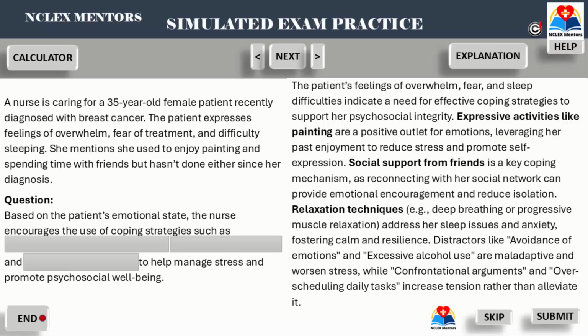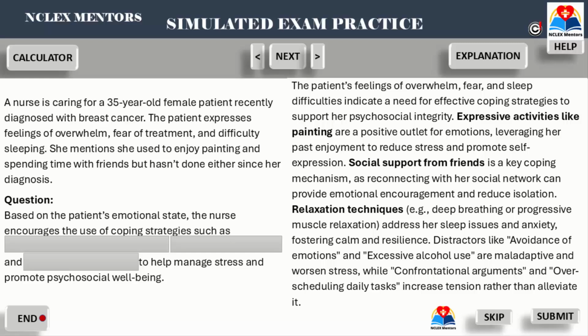3. Relaxation techniques. The patient is having difficulty sleeping, which is often tied to anxiety and stress. Relaxation techniques like deep breathing exercises, progressive muscle relaxation, or guided imagery can help manage anxiety and improve sleep quality. These techniques promote calmness and help the body and mind relax, especially when overwhelmed by negative emotions and stress. They can also foster greater resilience as the patient navigates her treatment.